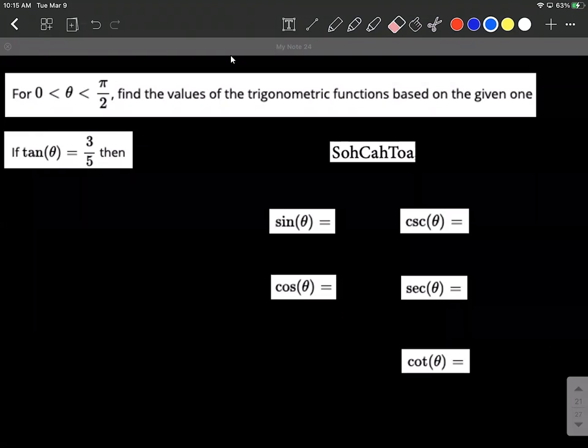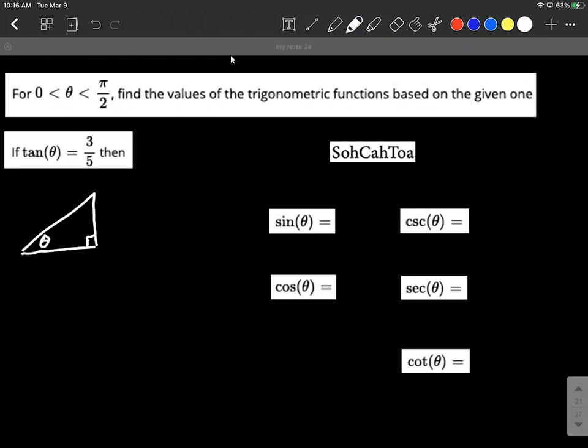What I like to do when I'm doing these is draw a quick triangle. It doesn't have to be super accurate. It just has to be a right triangle. We'll label the sides, and we'll identify which angle is going to be our theta. So I'm going to put it in the bottom left over here. My right angle is indicated with the box.